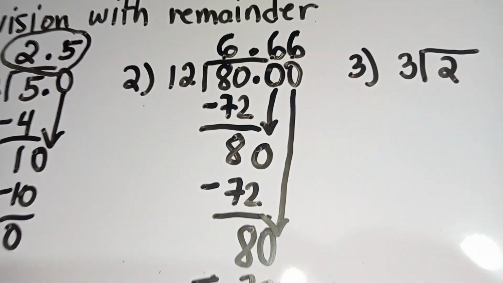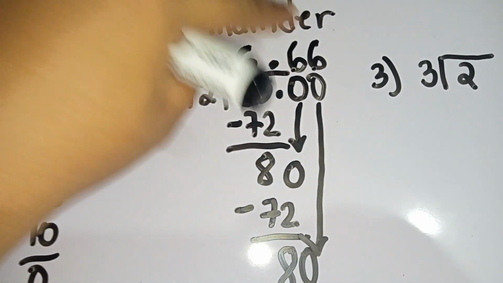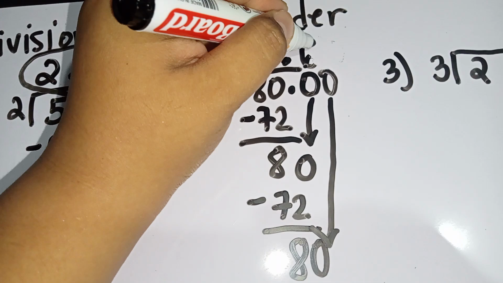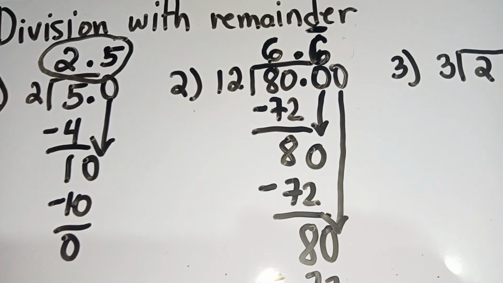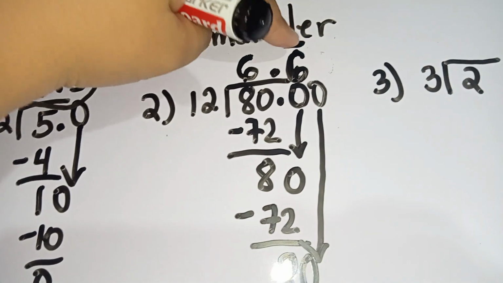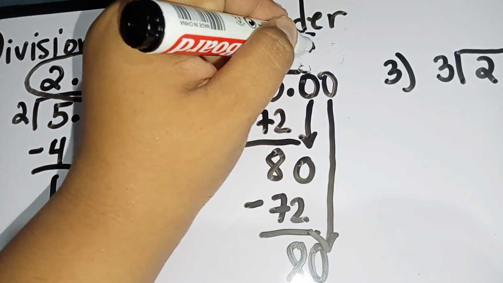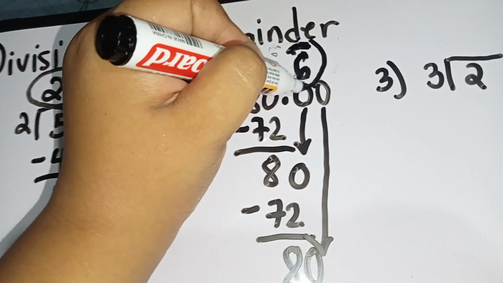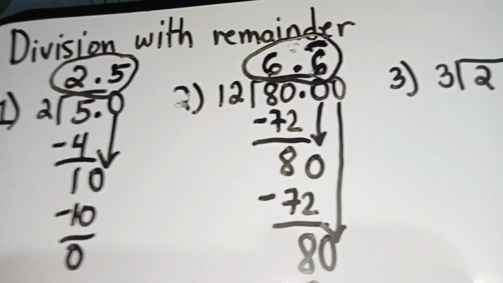So the answer is a repeating decimal. If the answer is a repeating decimal, meaning to say here, we use the vinculum, okay, meaning to say 6 is repeating. So our answer is, let's have a clear writing on this. So our answer is 6 point, then we have the vinculum for 6. The vinculum indicates that that number is repeating.